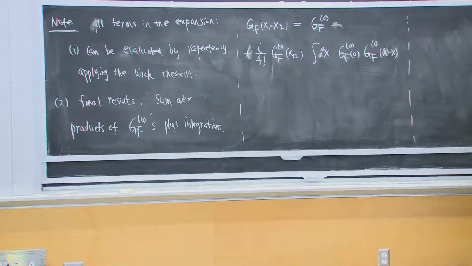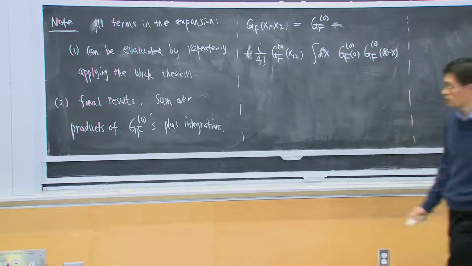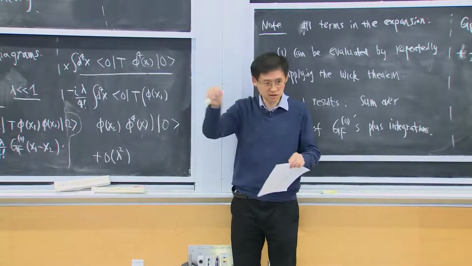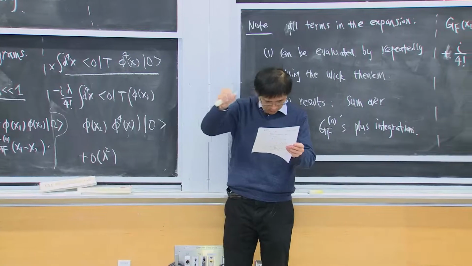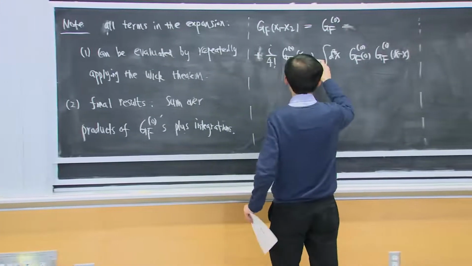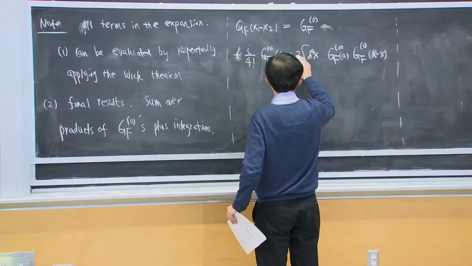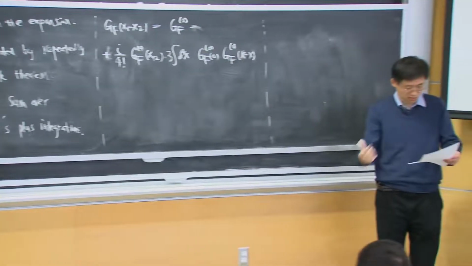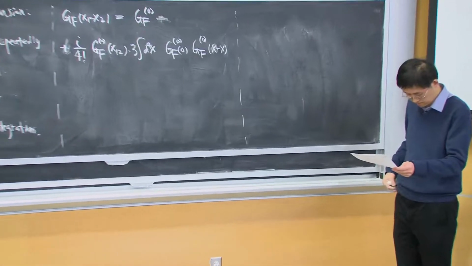But we are actually missing some factors because we have 4 phi's. When you contract the 4 phi's, there are 3 different ways to group them into 2 groups. So we should have a factor of 3.